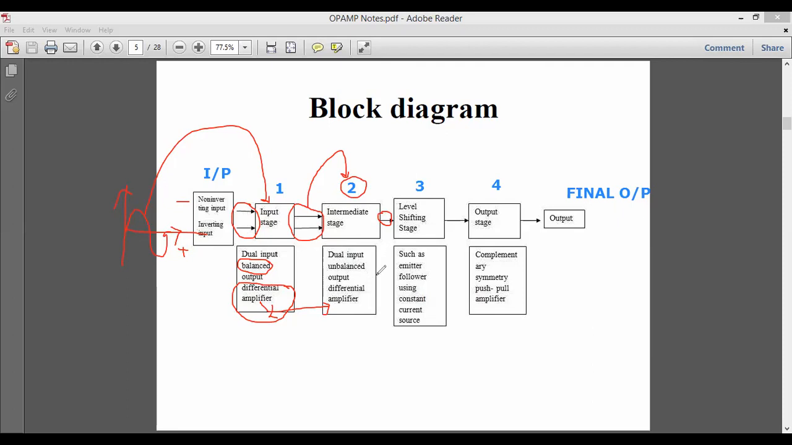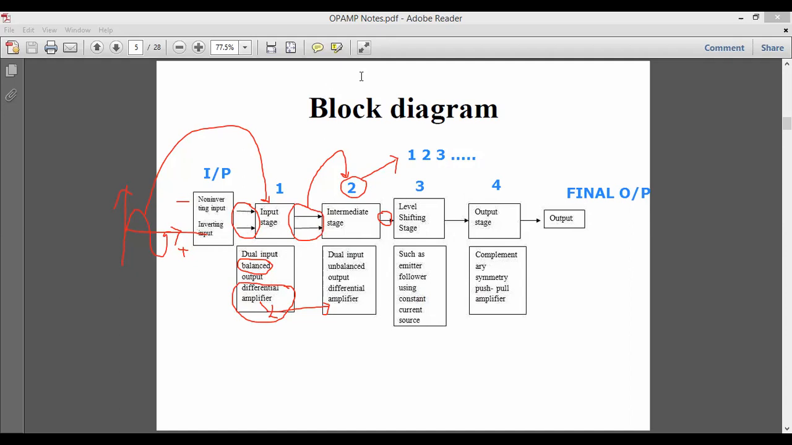Again, this is also a different amplifier stage, no doubt. But what is the necessity of having more intermediate stages? I can increase the number of intermediate stages here to any number. It can be 1, it can be 2, it can be 3, it can be any number of differential stage amplifiers. Now, what is the reason for using more differential amplifiers here?